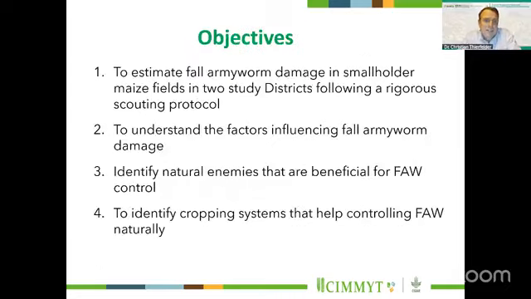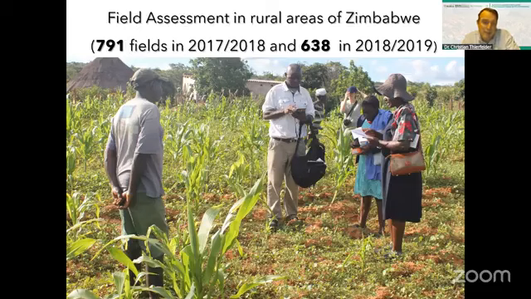So our objectives in this work were, first of all, to estimate fall armyworm damage in smallholder maize fields outside research stations, with real smallholder farmers in the field, following rigorous scouting protocols. Then understand factors influencing the fall armyworm damage, identify natural enemies, and also identify different cropping systems that could help control fall armyworm. And we're building on the knowledge from organizations like ICIPE, for example, that helped us design climate-adapted systems for our situation. And that was mostly Southern Africa.